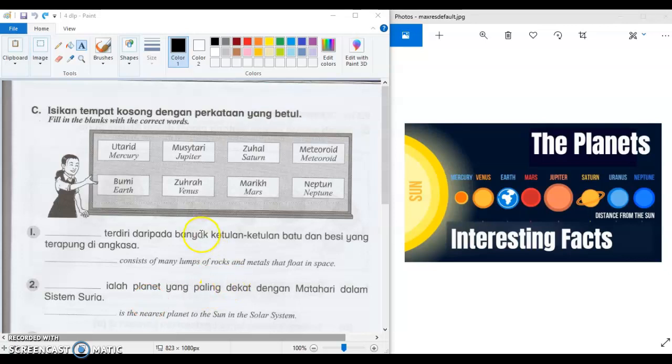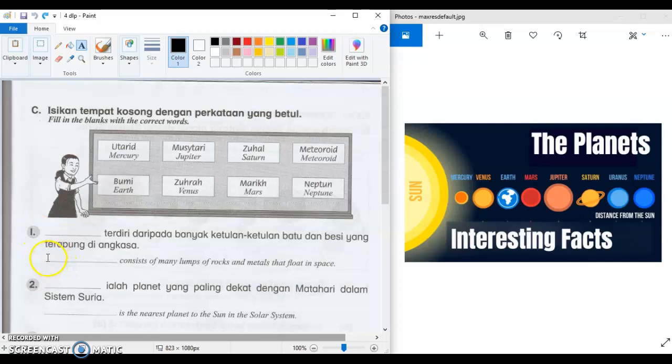Alright class, so this activity is all about the solar system. So let us discuss together. Okay, number 1 consists of many lumps of rocks and metals that float in space. So what is that? Okay, terdiri daripada banyak ketulan-ketulan batu dan besi yang terapung di angkasa. Okay, what is that? So that is the meteoroid.